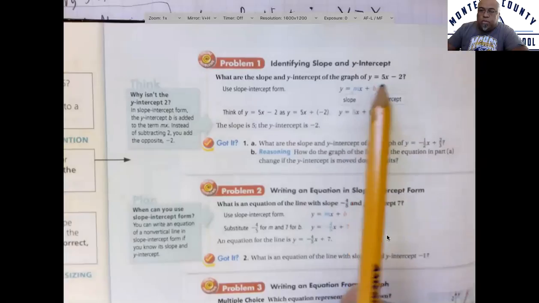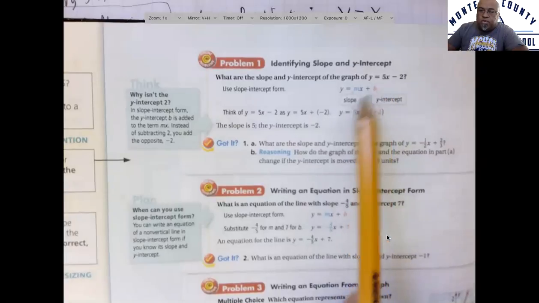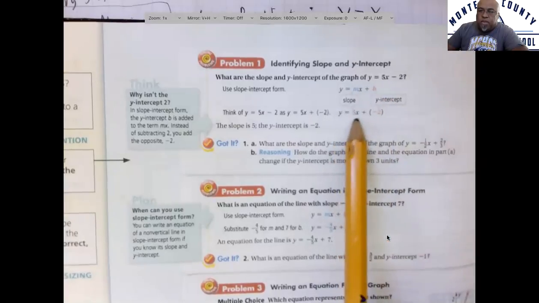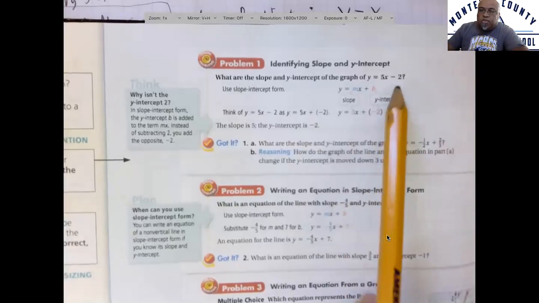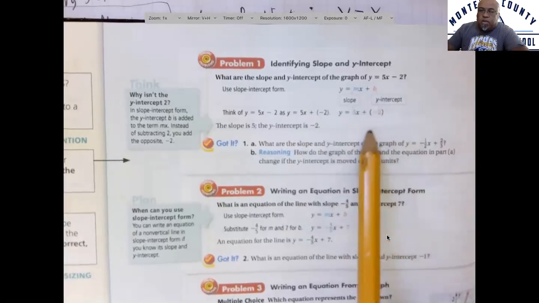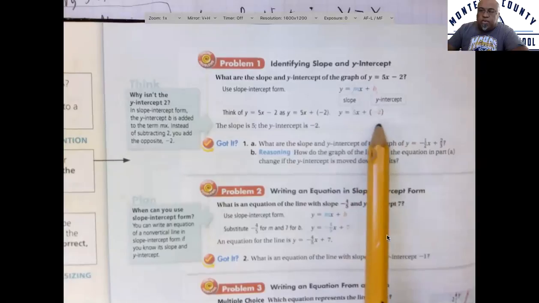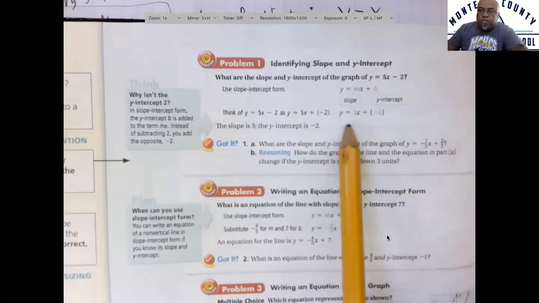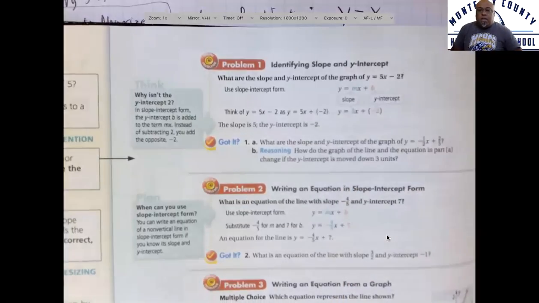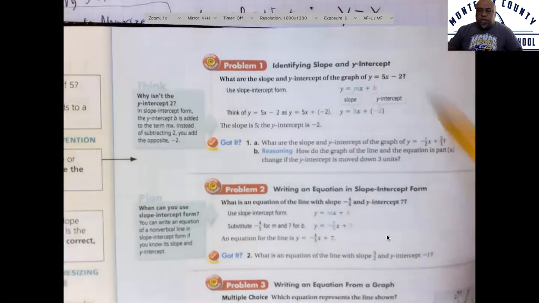So the slope would be 5 because that's the coefficient of x. And the y-intercept would be -2. So you can write your equation as y is equal to 5x plus -2, or you can just say y is equal to 5x minus 2. Okay? So it automatically gives you those values because they're written into the equation.